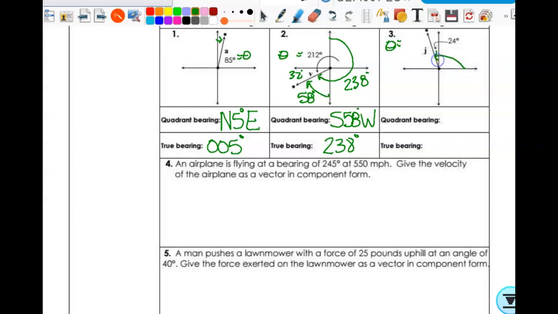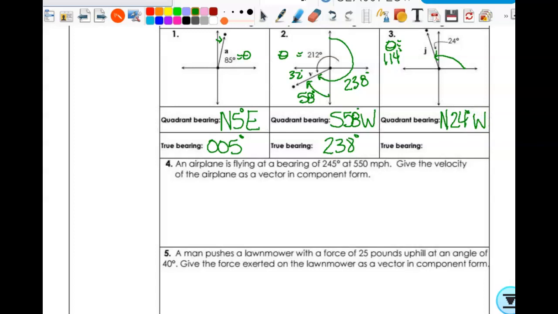$90 plus 24, good. So 114. I know I didn't ask us for that, but we should be able to figure it out. So our quadrant bearing, do I start from the north or the south? North. And then I swing out 24 degrees. That's basically what it gave me. And then what comes next? West. Okay.